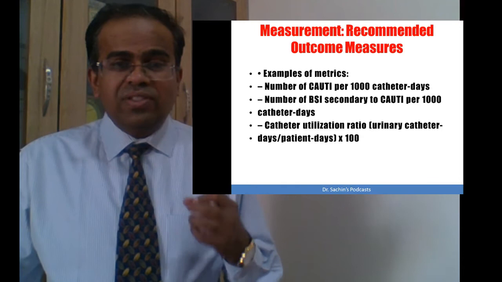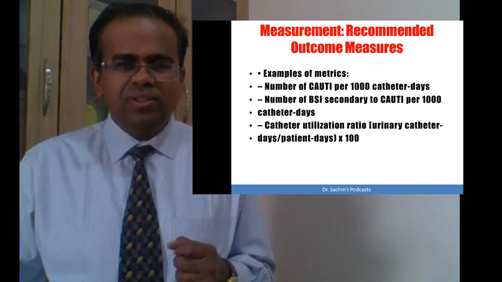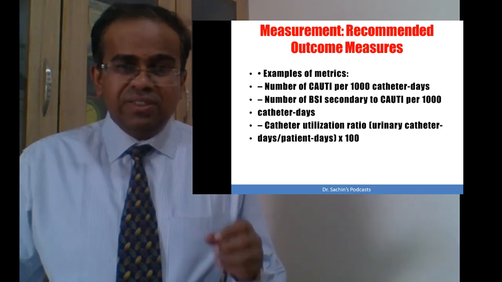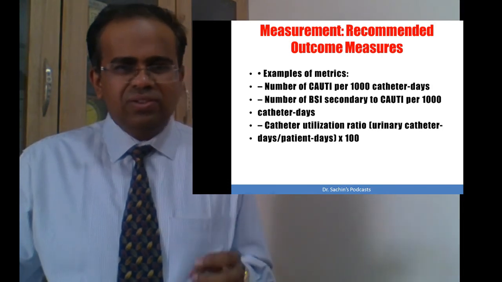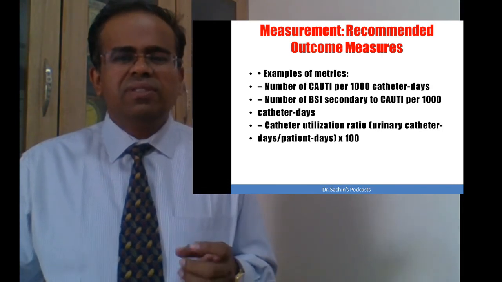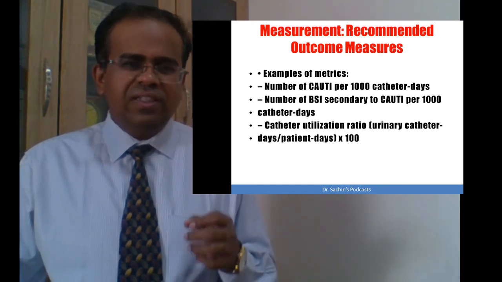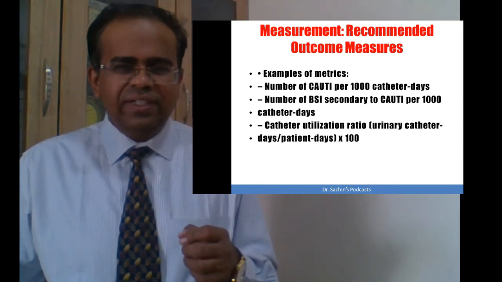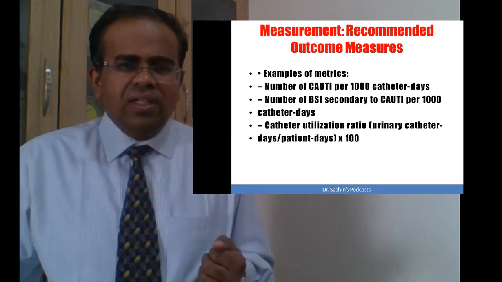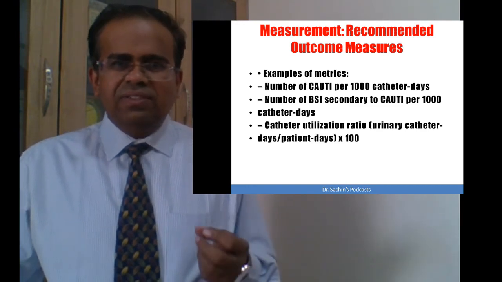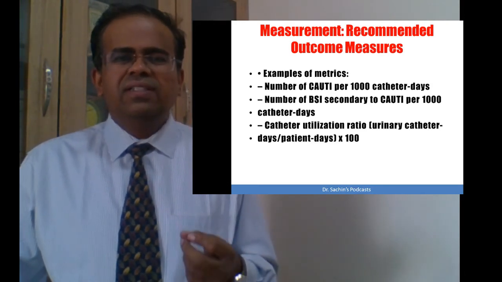Then number of bloodstream infections secondary to CAUTI per 1000 catheter days is again important. So we need to do urine culture as well as blood culture so that we pick up the bloodstream infections. Then catheter utilization ratio, that is urinary catheter days divided by patient days into 100. That again needs to be monitored. That should be less. So these are some of the metrics that we can monitor and that will give us a picture regarding CAUTI in our institution.